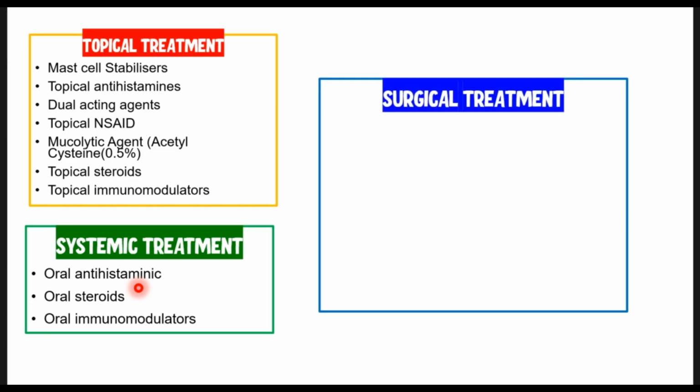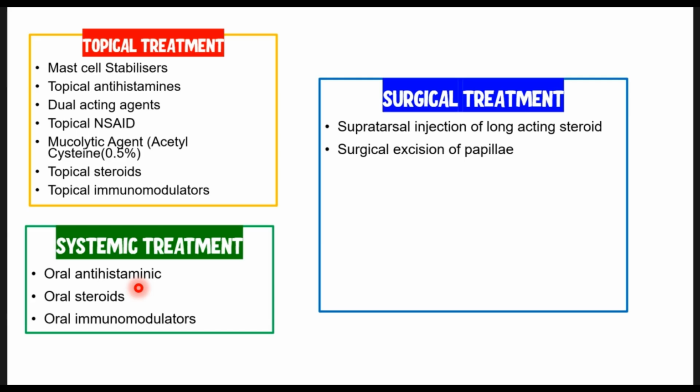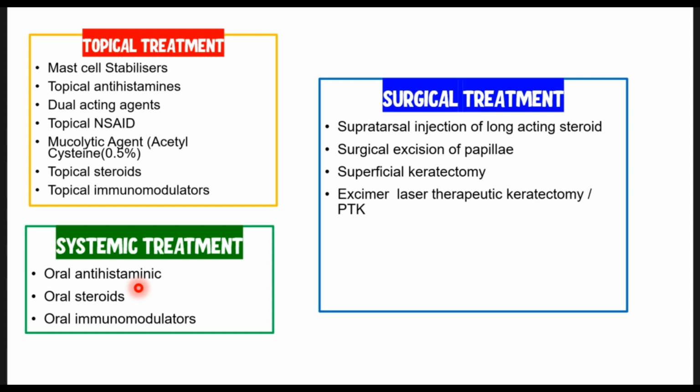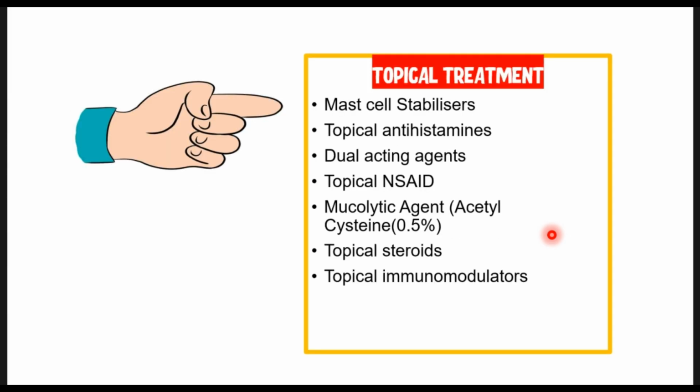Under the surgical treatment, specifically for refractory cases who have really big giant papillae or who have severe shield ulcers, we can go ahead with the supratarsal injection of long-acting steroid, surgical excision of papillae, even cryotherapy we do. Superficial keratectomy can be done, and if you do keratectomy using an excimer laser, that is known as phototherapeutic keratectomy. Amniotic membrane transplant can be done in these cases. Limbal stem cell transplant can also be done if your patient has developed one complication, which is limbal stem cell deficiency. Alright, so first we'll talk about the topical treatment.